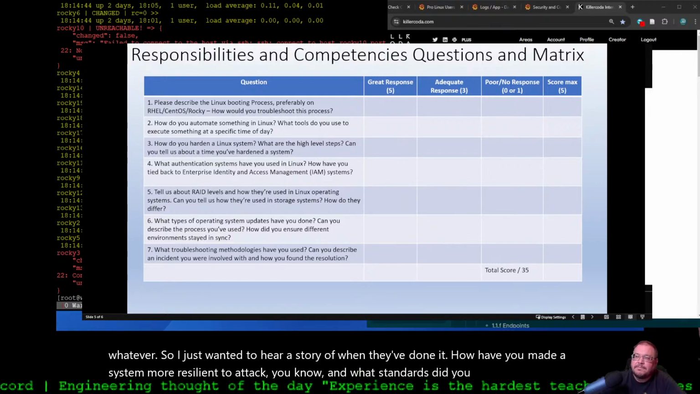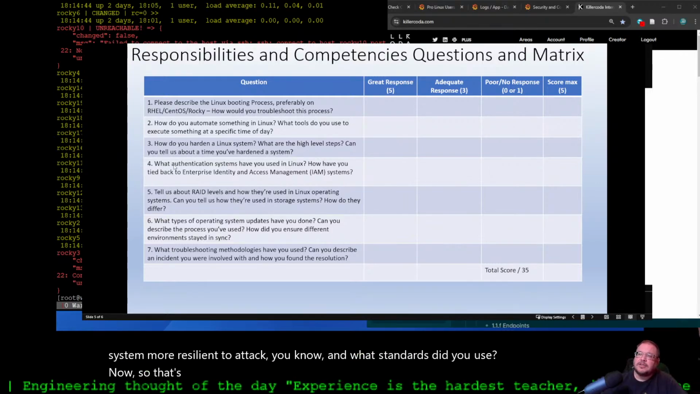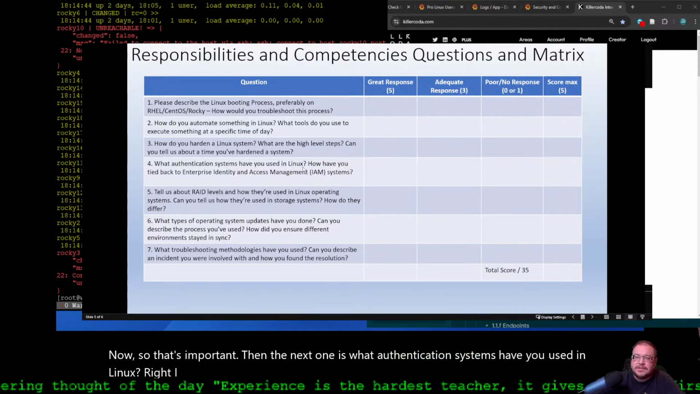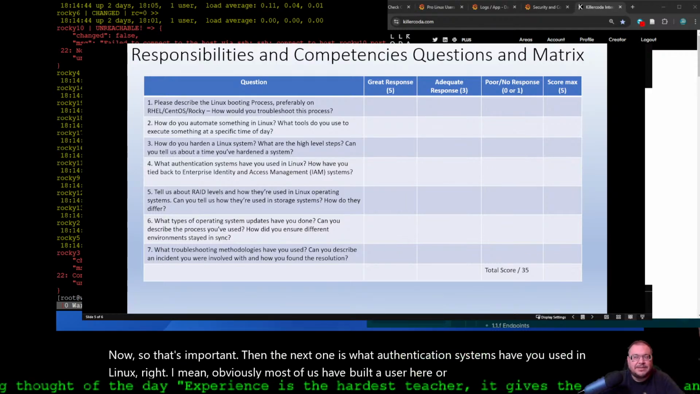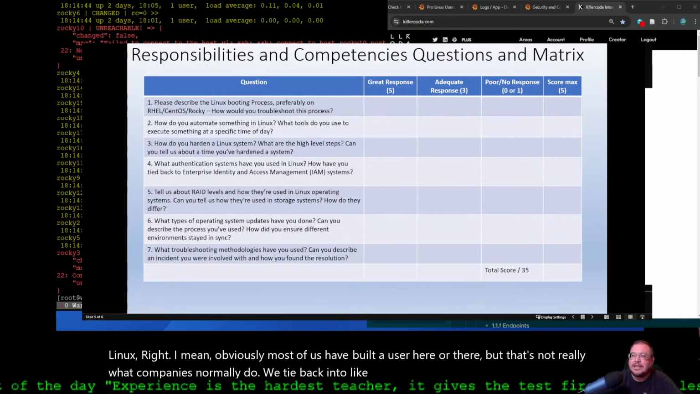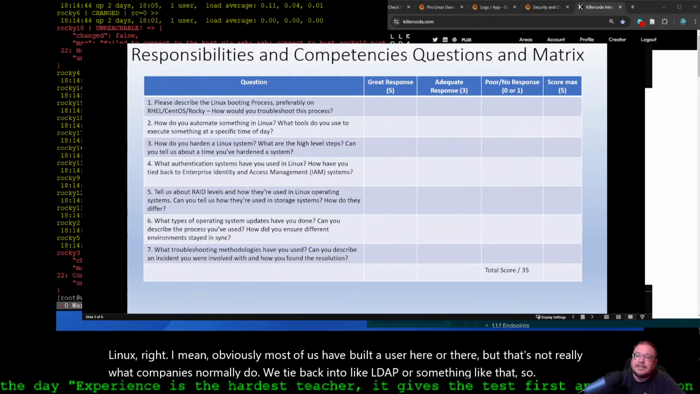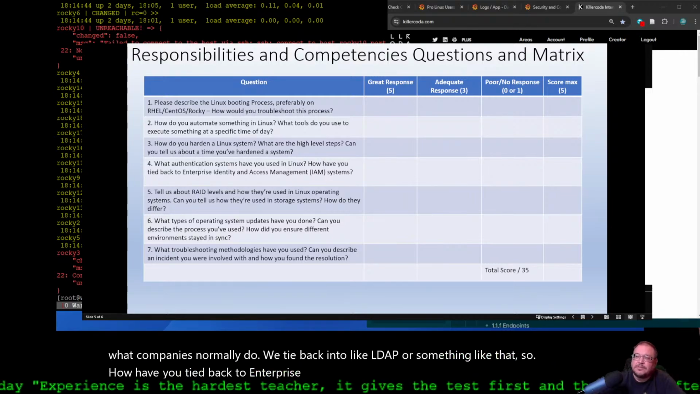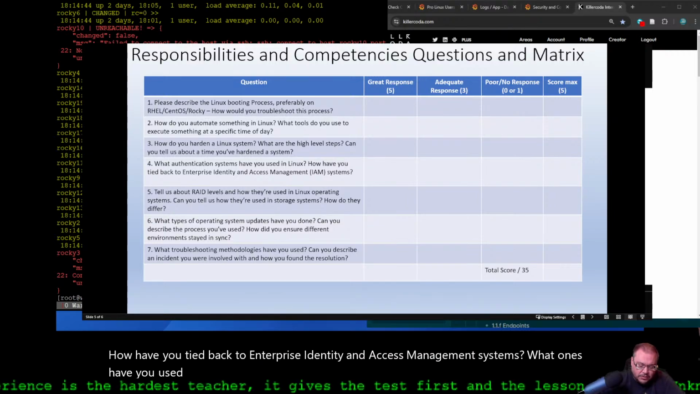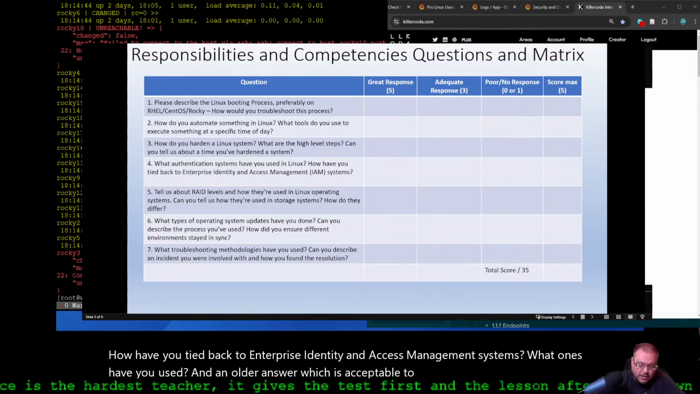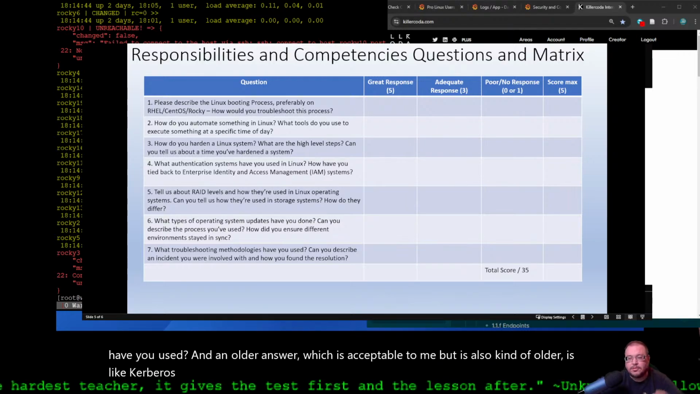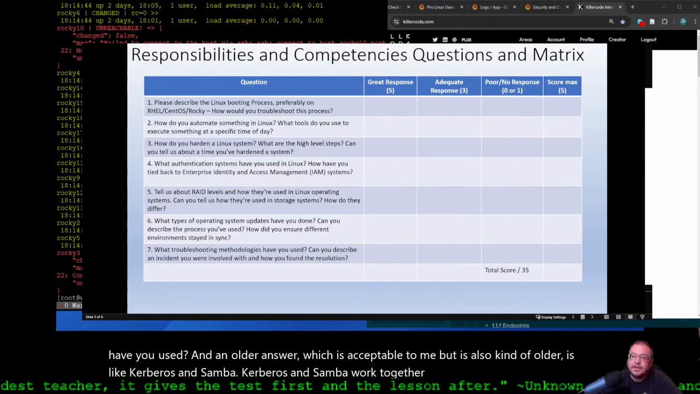Now, that's important. The next one is, what authentication systems have you used in Linux? Obviously most of us have built a user here or there, but that's not what companies normally do. We tie back into something like LDAP. So how have you tied back to enterprise identity and access management systems? What ones have you used? An older answer, which is acceptable to me, is Kerberos and Samba. Kerberos and Samba work together for that.